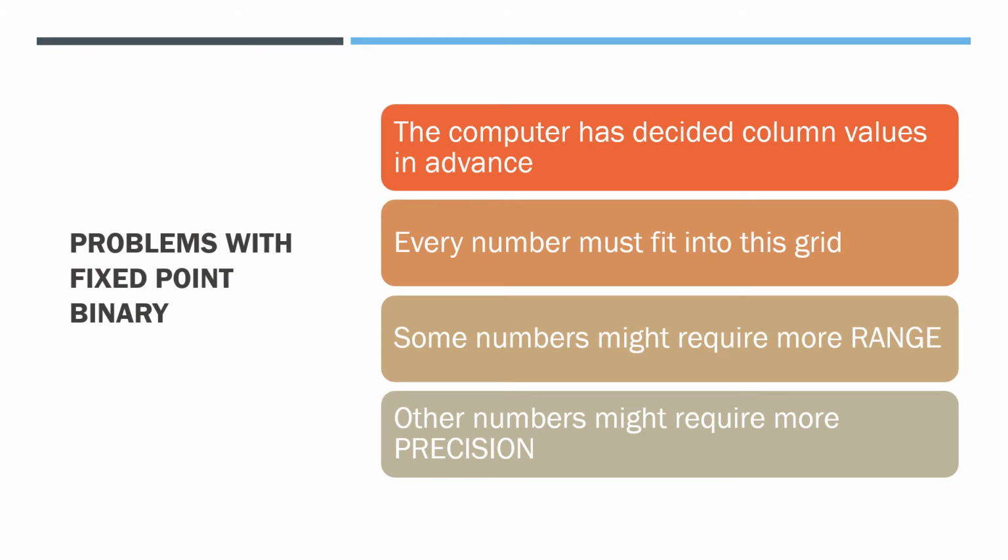So the computer has decided the column values in advance, and every number must fit into that position grid. And some numbers might require a greater range. They're bigger than that, and so you get the problem of overflow. And other numbers might require additional precision, so they're very small fractions, and that would be truncated or rounded because we can't get more precise.